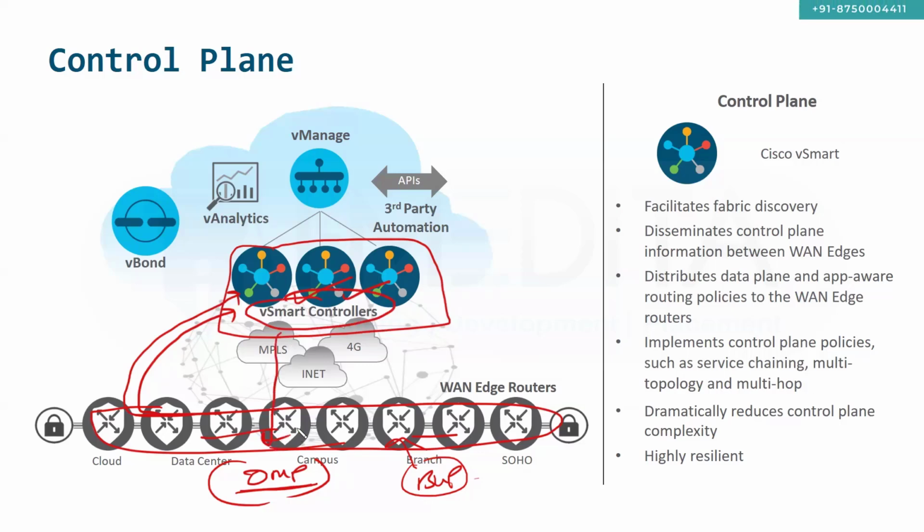So when we say that the control plane has been offloaded, the control plane functionality has been offloaded from the WAN edge router to the vSmart. It does not mean that the control plane was removed from the routers completely. No, that's not a true state. But yes, with regard to OMP, the control plane functionality has been offloaded to the vSmart controller.